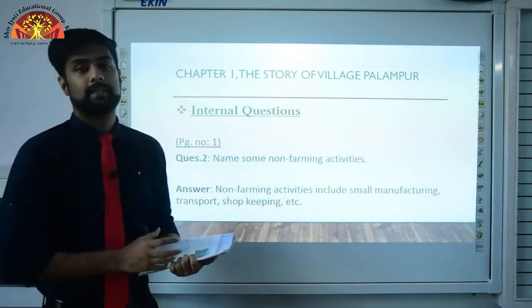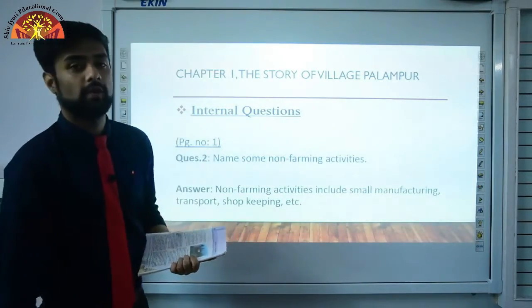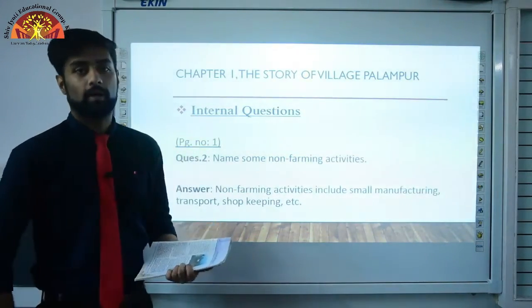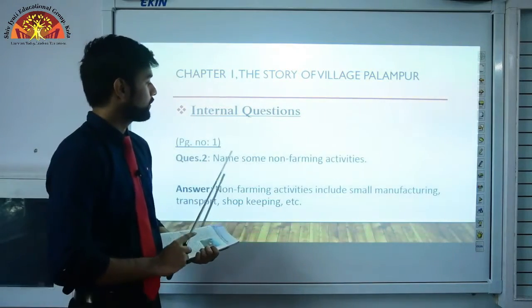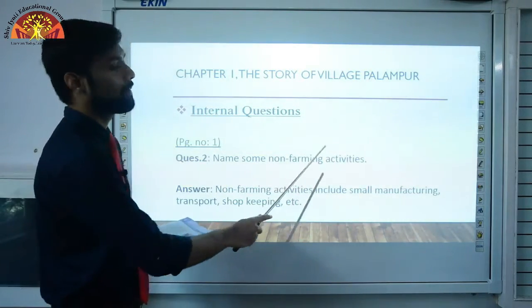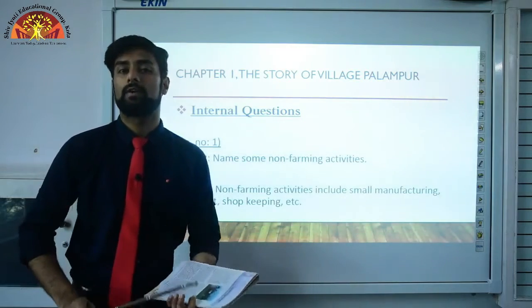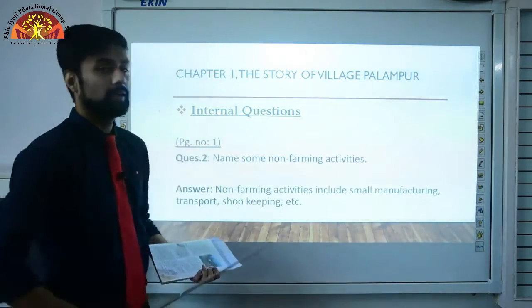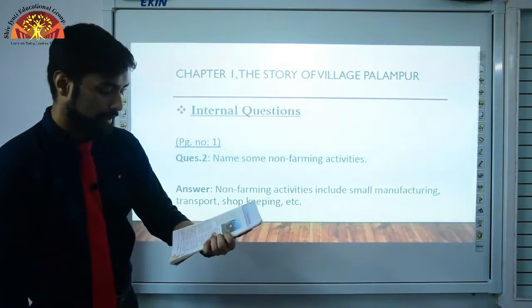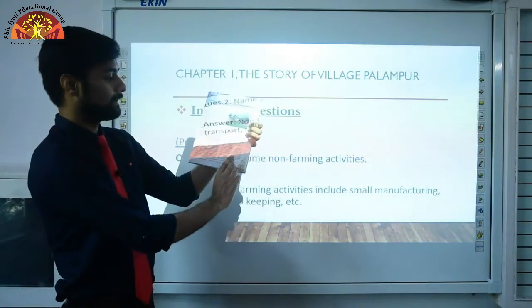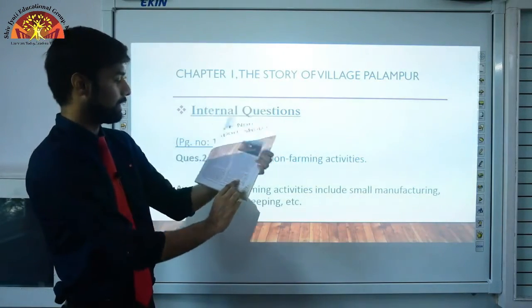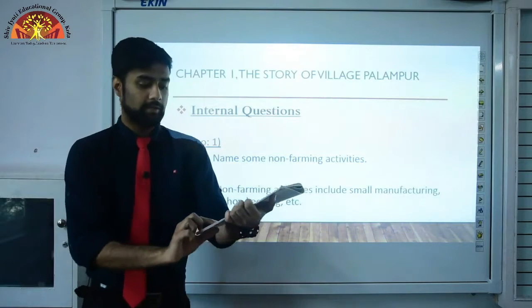Now, the second question, the second internal question of this chapter, you will find it on page number 1. Okay, what is the second question? The second question is asking you to name some non-farming activities, means activities which are not related to farming, right? So, you will mark the answer on page number 1 only. Come to the last paragraph, okay? Come to the last paragraph. 1, 2, 3, 4, 5.